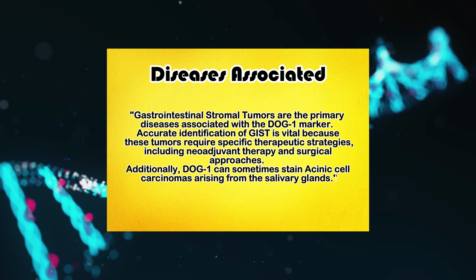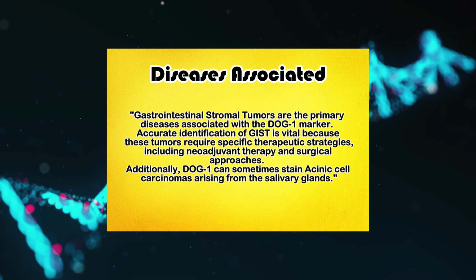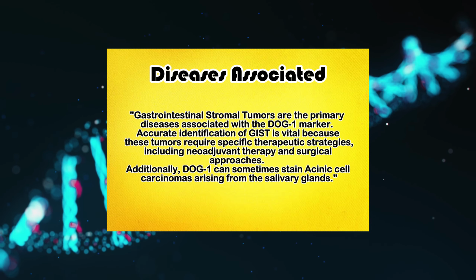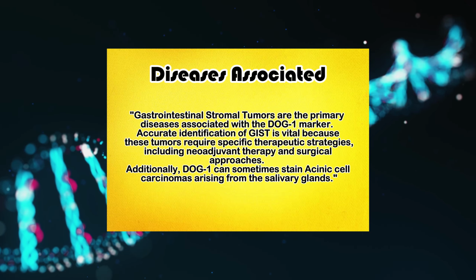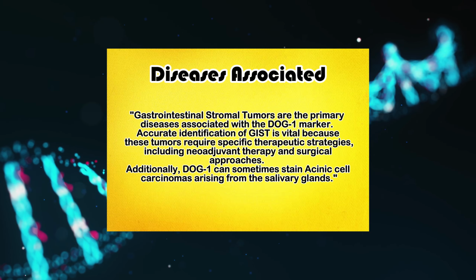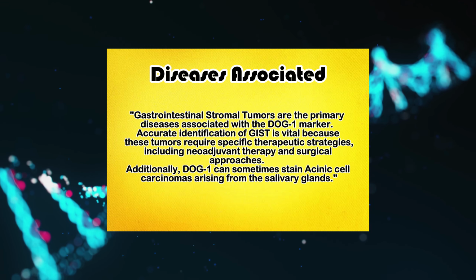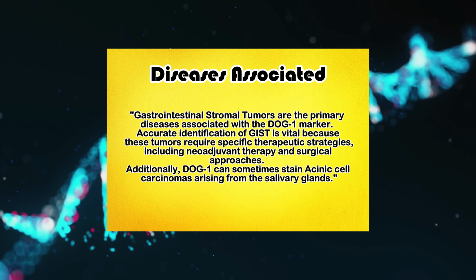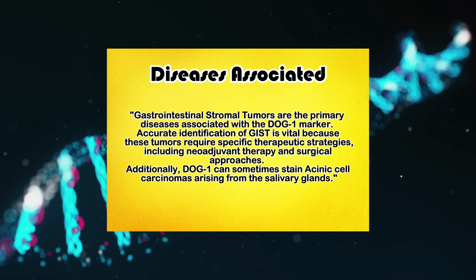Diseases associated. Gastrointestinal stromal tumors are the primary diseases associated with the DOG-1 marker. Accurate identification of GIST is vital because these tumors require specific therapeutic strategies, including neoadjuvant therapy and surgical approaches. Additionally, DOG-1 can sometimes stain acinic cell carcinomas arising from the salivary glands.